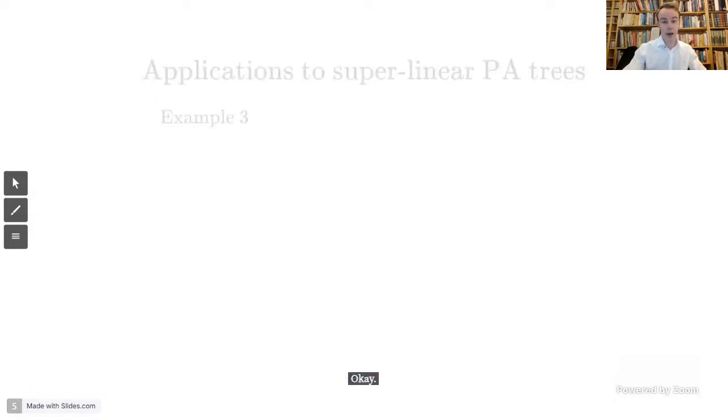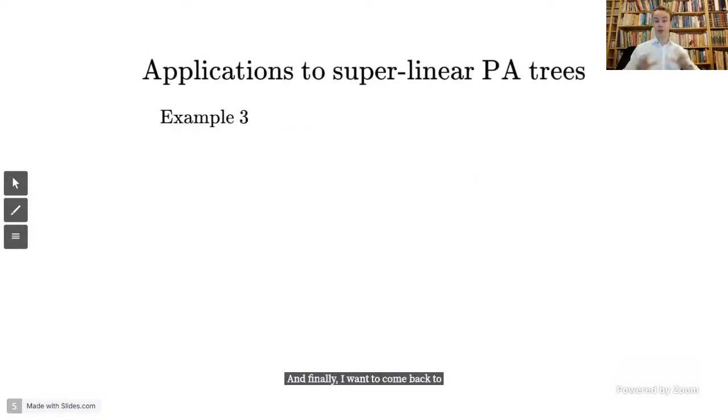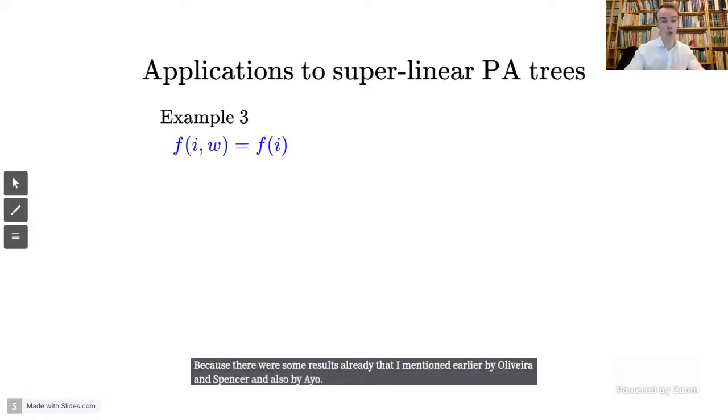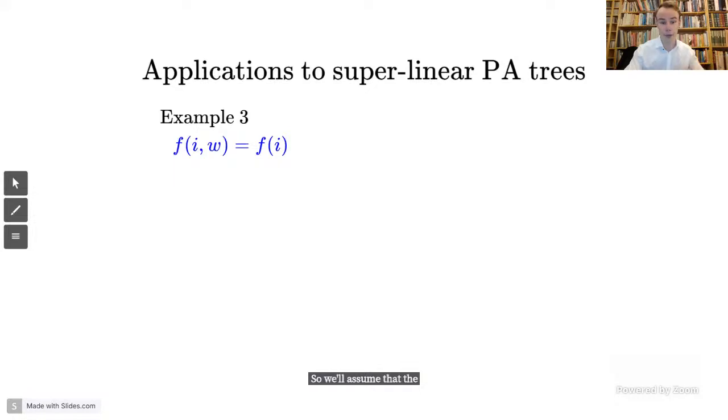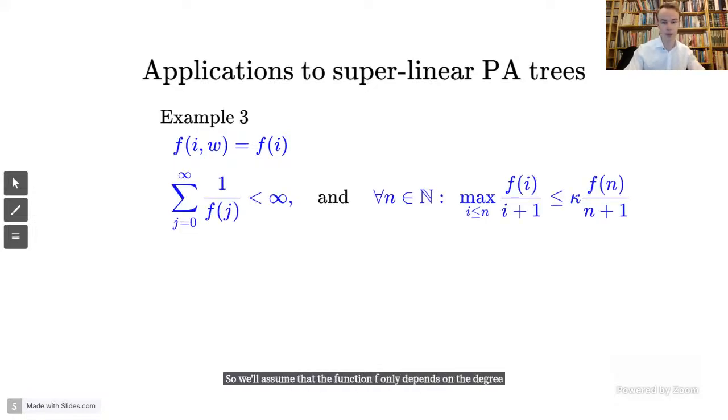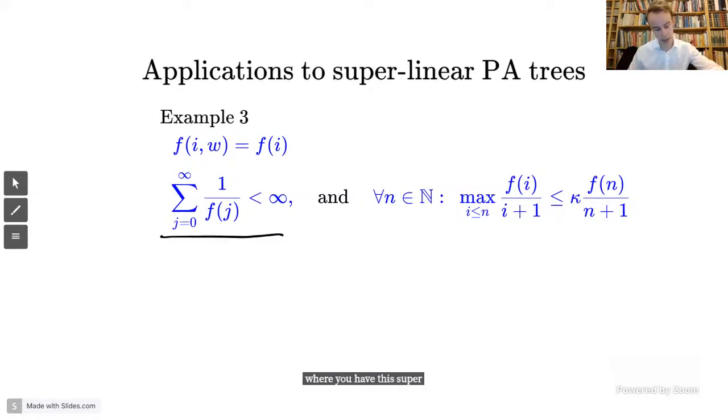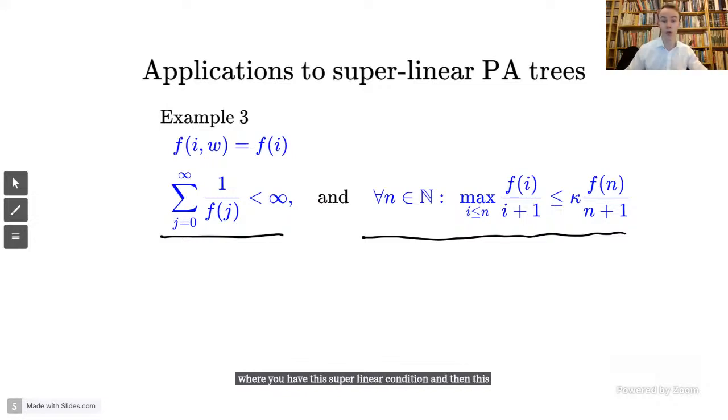And finally, I want to come back to the case when there is no fitness, because there were some results already that I mentioned earlier by Oliveira and Spencer, and also by Ayer. So we'll assume that the function f only depends on the degree. And we saw that Tages had this nice general theorem where you had this superlinear condition and then this technical condition over here. But you can think of choices of f that satisfy the first condition, but not the second.